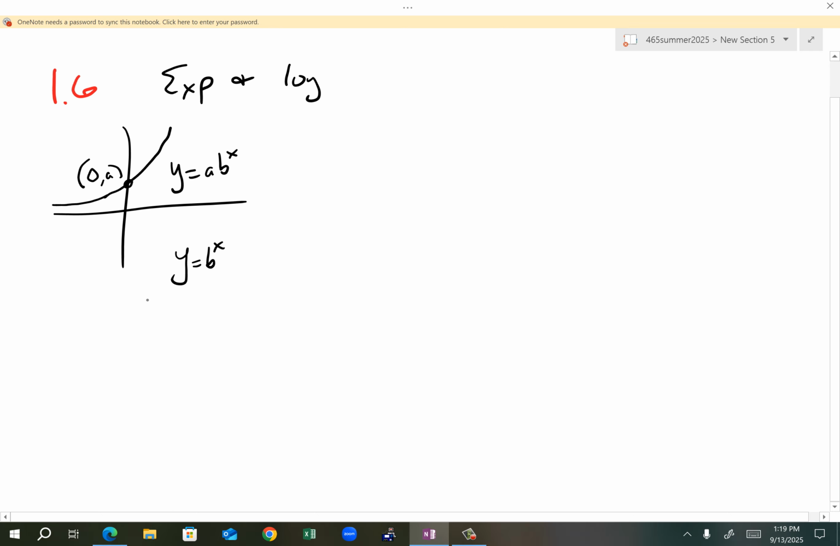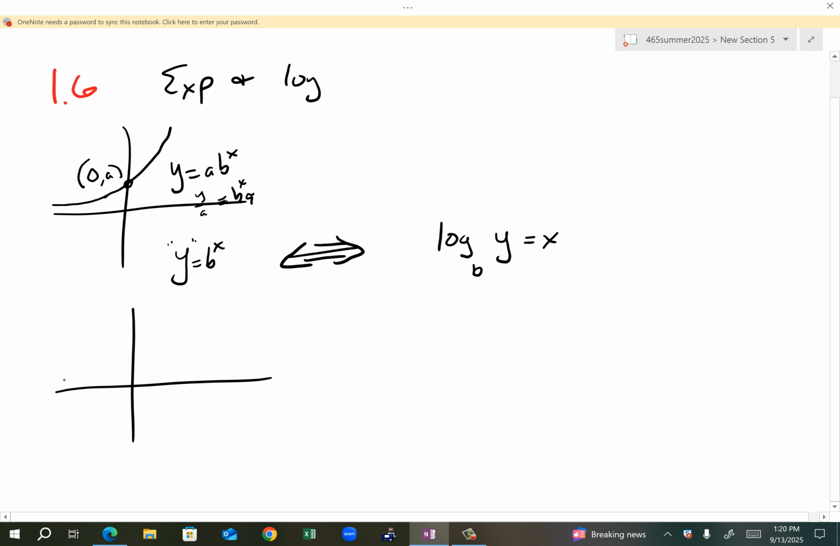And I say that because remember, exponents and logs are opposites of each other, inverses. So here's the deal. If I just divide by a, I end up with y over a equals b to the x. It's some y value, right? And the opposite way of writing this is the log base b of y is equal to x. We're just working backwards.